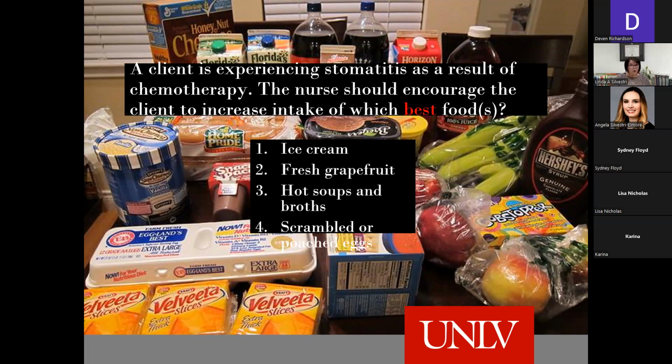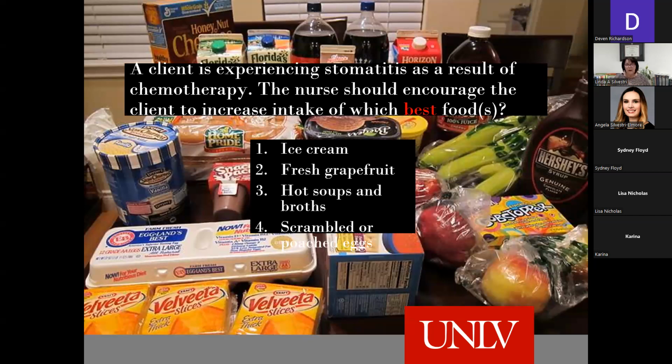So ice cream, too cold. Grapefruit is acidic. We don't want hot soups and broths. For patients with stomatitis, always inspect their mouth, check their mouth before and after meals. There are topical anesthetics that we can give to that patient to coat their mouth, but you definitely want to avoid alcohol or any glycerin-based mouthwashes or swabs for a person with this disorder. And that can occur as a result of chemo from breakdown of cells.